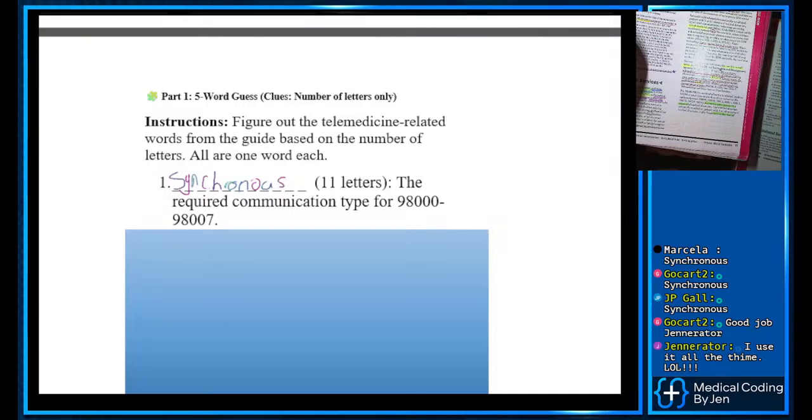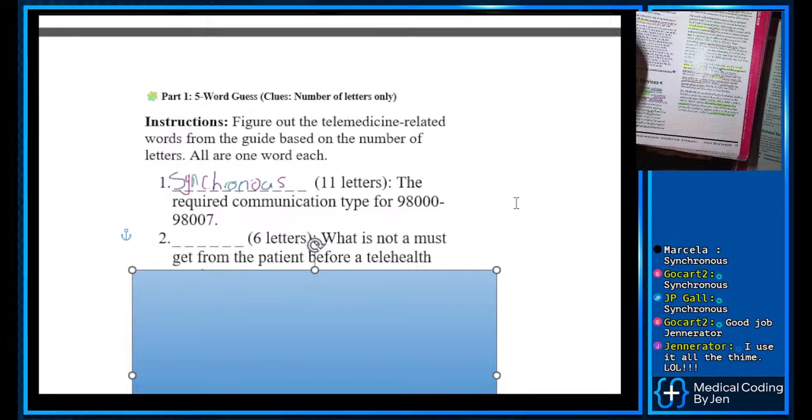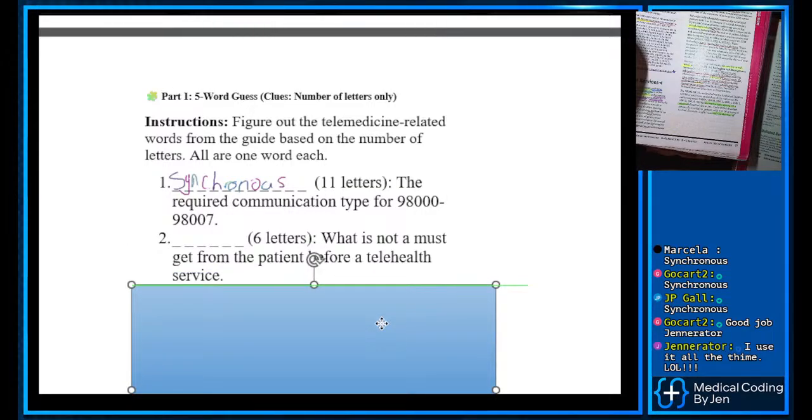All right. What is a 6-letter word? What is not a must to get from a patient before a telemedicine service? Let me switch this camera around.